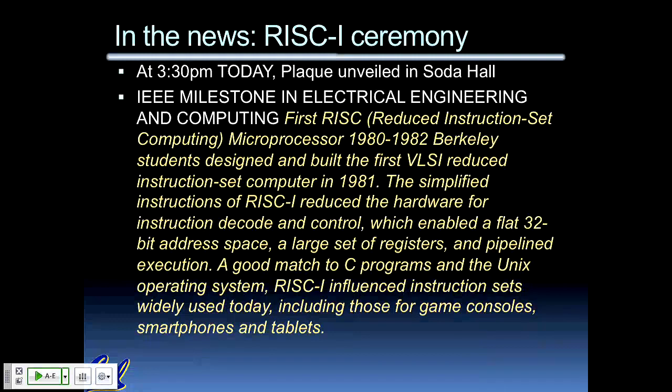The simplified instructions of RISC-1 reduced the hardware for instruction decode and control, which enabled a flat 32-bit address space, a large set of registers, and pipeline execution. A good match to C programs and the Unix operating system, RISC-1 influenced instruction sets widely used today, including those for game consoles, smartphones, and tablets. So the ARM cores in your iPhone and iPad are based on RISC ideas that were influenced directly by stuff done here at Berkeley. So here's a bit of your history. Okay, let's take a two-minute break.